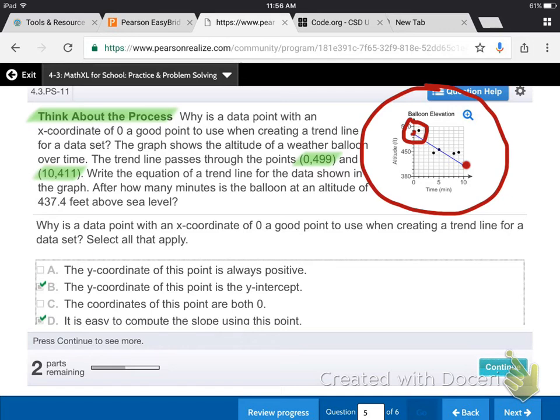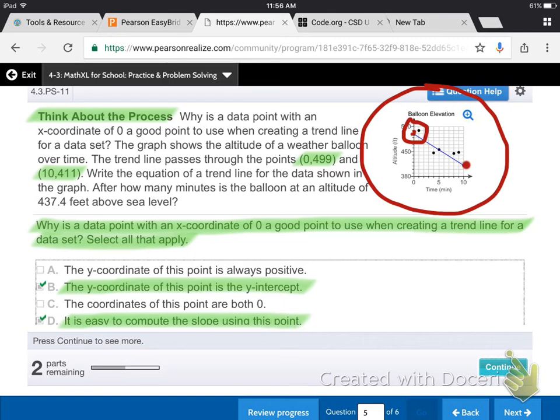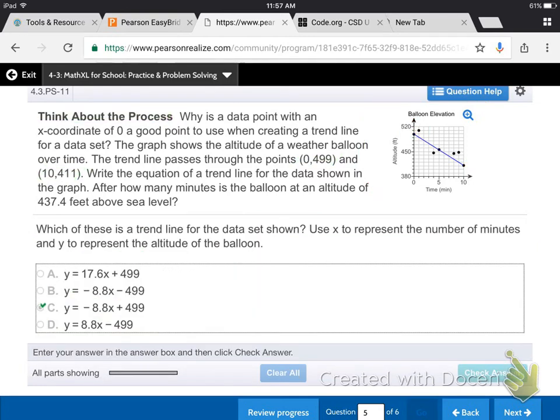Okay. First of all, start with the question. Why is a data point with x-coordinate of 0 a good point to use when creating a trend line for a data set? It's because the y-coordinate of this point is the y-intercept, and it's easy to find, and it's also easy to compute the slope using this point because you have a 0 in the coordinate. Pause the video and rewind that to understand it if you need to. Moving on to the next part of the problem, it's actually super simple because, remember, this point right here, that point on the y-axis? What are the coordinates? Do you remember? The coordinates there are 0, 499.